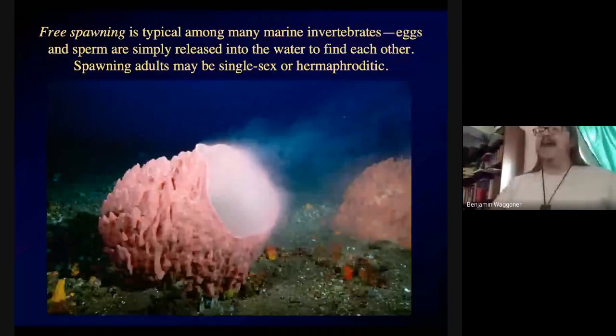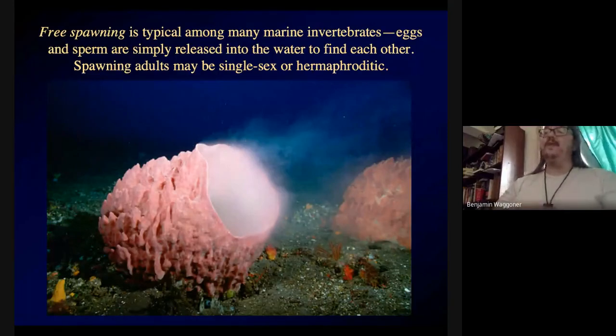So you pretty much have to fire off huge numbers of eggs or sperm and take your chances on eggs and sperm finding each other. In some species, free spawners may be single sex. Oysters, for example, do this a lot, and they're male or they're female. Or spawning adults might be hermaphroditic, meaning capable of producing either eggs or sperm, or sometimes both.